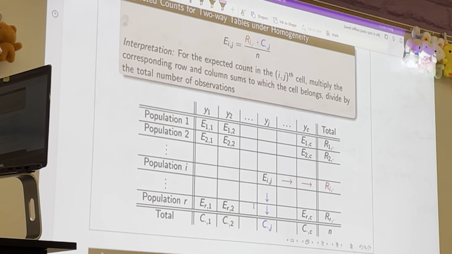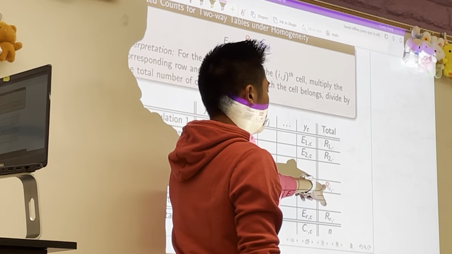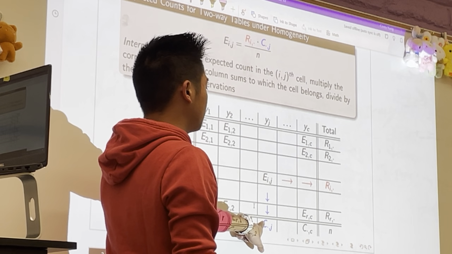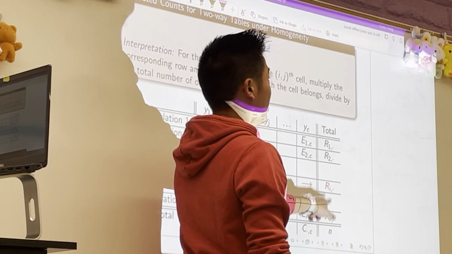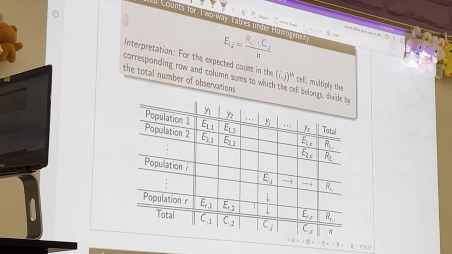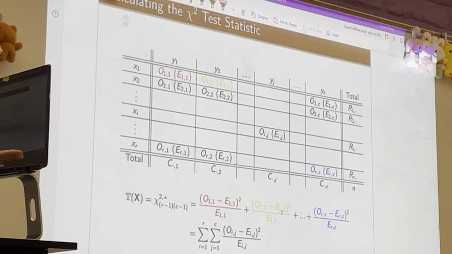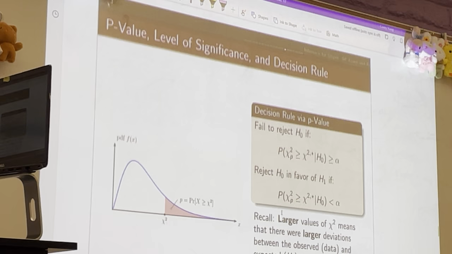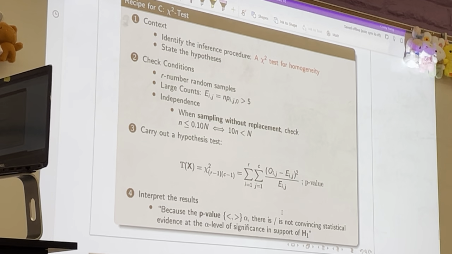So again, to calculate the expected values, if you want the expected value in this ij cell itself, take the row sum of the ith row, take the column sum of the jth column, multiply those together as you see right there, and divide by n, which is the same as independence. Okay? So once you find the expected counts, as before, compute the chi-square test statistic. Compute a p-value, compare against alpha, make a decision, and there you go. You have your chi-square test for homogeneity.